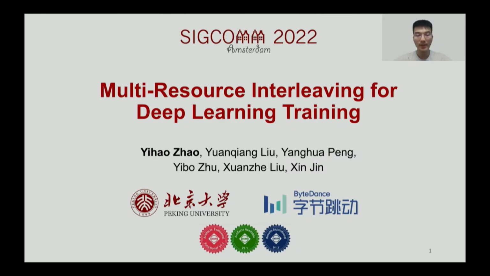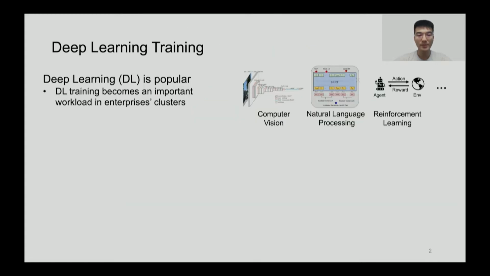Hello, everyone. I'm Yihao from Peking University. Today, I'm glad to share our work, Multi-Resource Interleaving for Deep Learning Training. This is joint work with Yuanqiang, Xuanzhe, and Xin from Peking University, Yanghua and Yibo from ByteDance. In recent years, deep learning is becoming popular. A wide spectrum of deep learning models is proposed for various fields, such as computer vision, natural language processing, and reinforcement learning. Deep learning training has become an important workload in enterprise clusters.